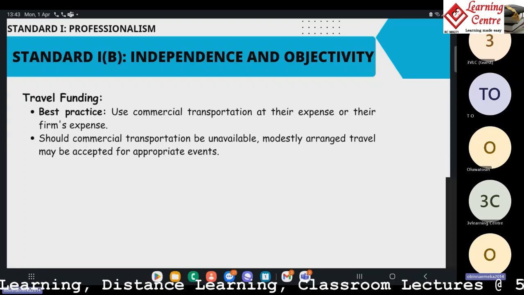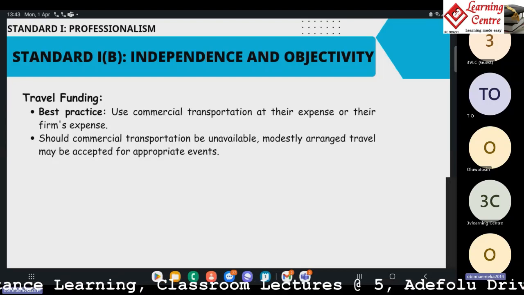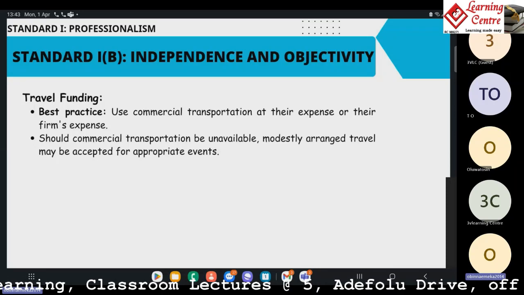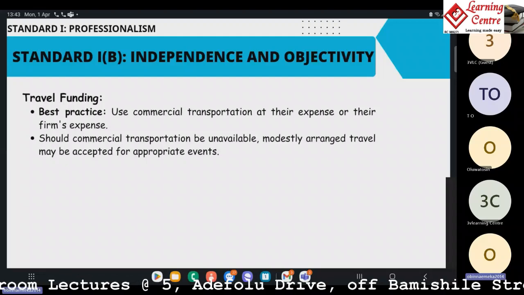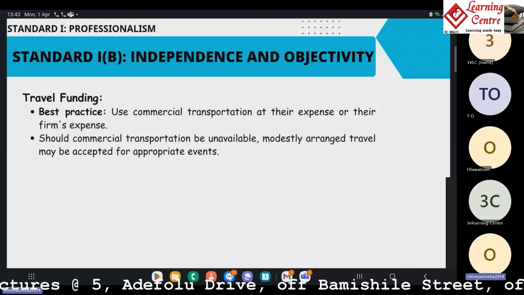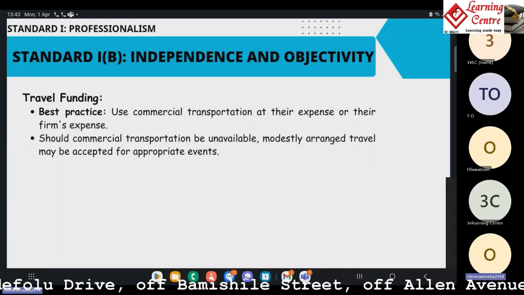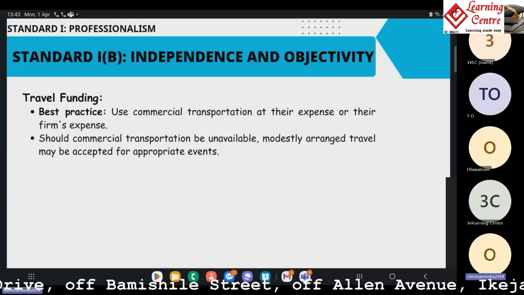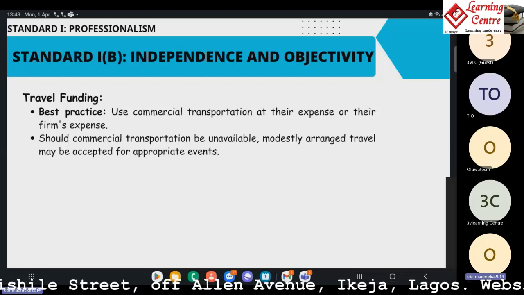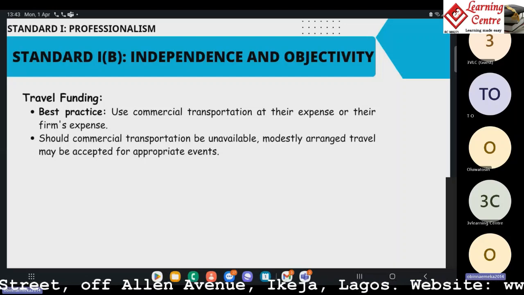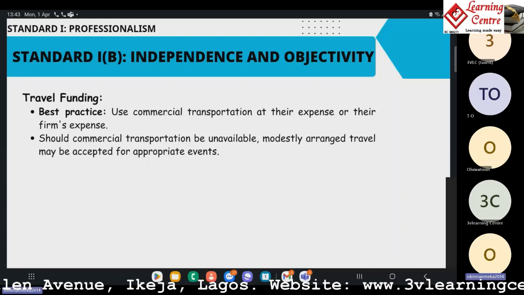So all these things are just to say that you shouldn't accept things that would affect your independence and objectivity. Like that example I was giving, someone was telling us a story about how they went to audit a company and the kind of treatment the company gave them. Probably they lodged you in a 5-star hotel with special dinner, special meals. They give you tickets to attend events, go and attend this one, go and attend this one. In fact, they're doing all things to make you happy.